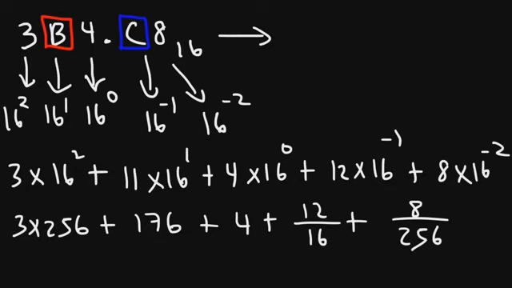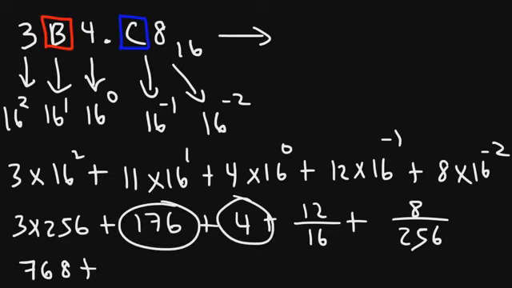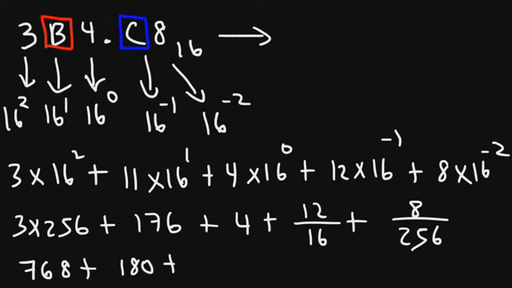3 times 256 is 768. And then if we add 176 plus 4, that's going to be 180. Now 12 divided by 16 as a decimal, that's 0.75. And then 8 divided by 256 as a decimal, that's 0.03125.